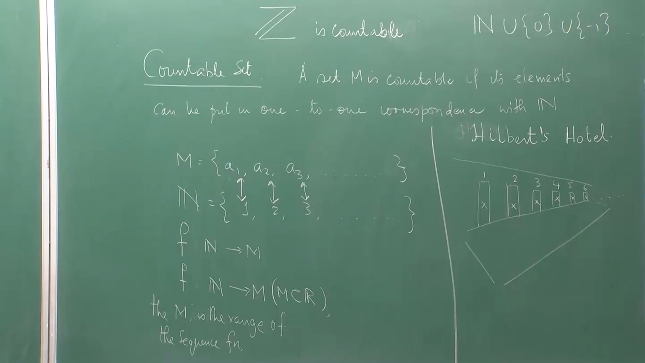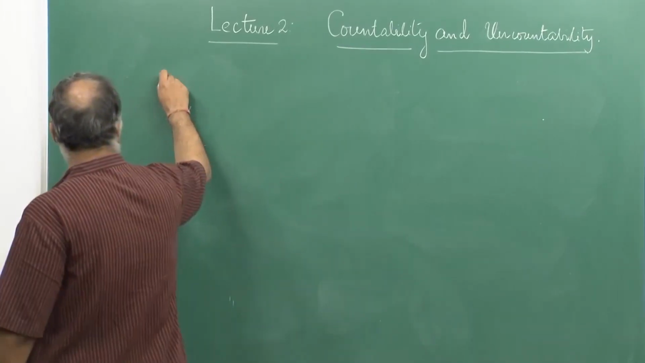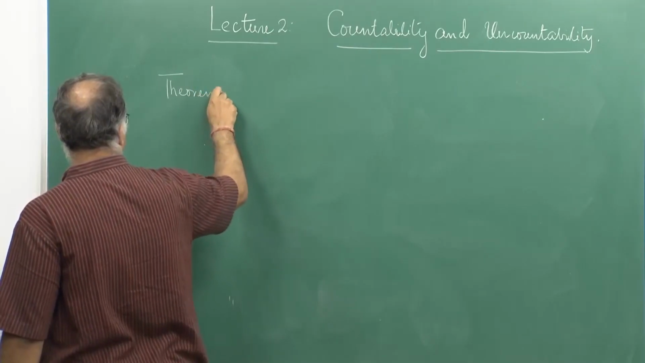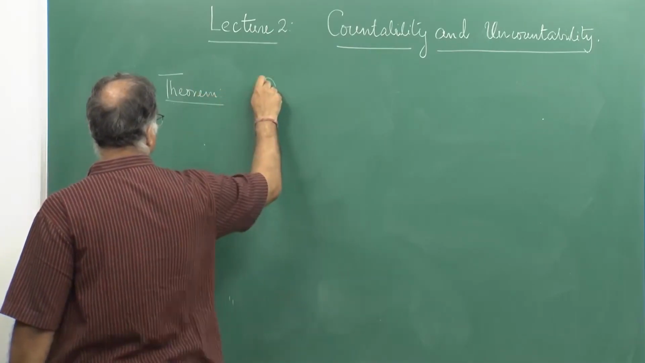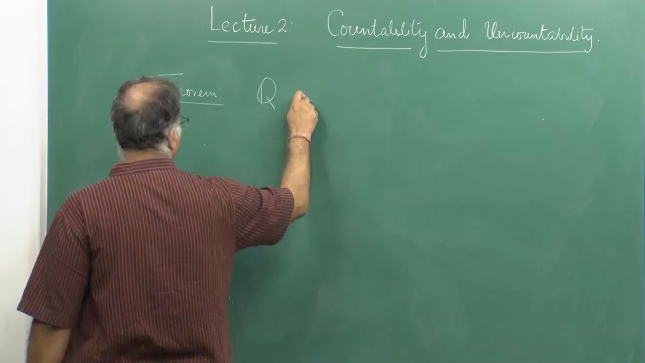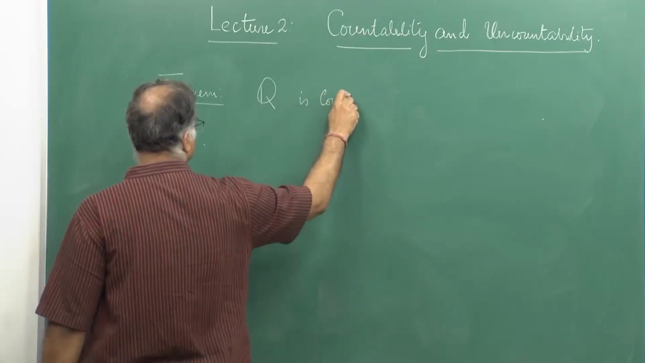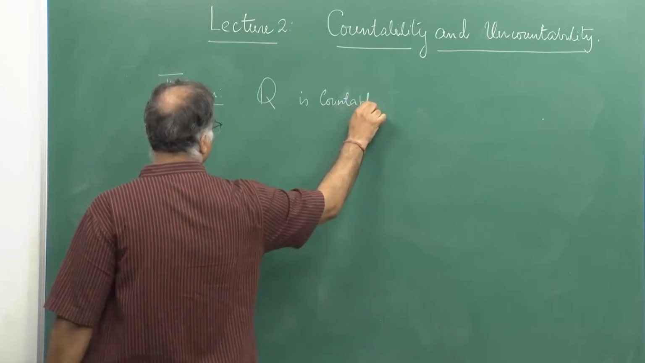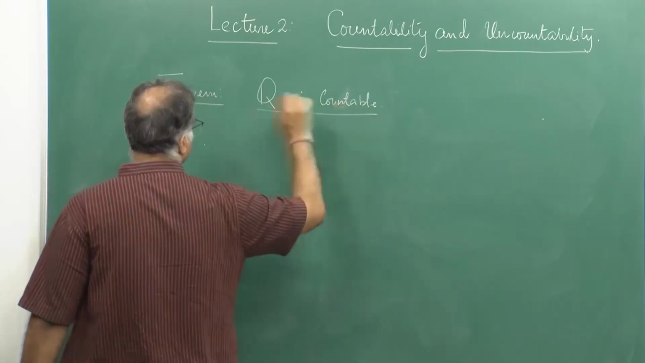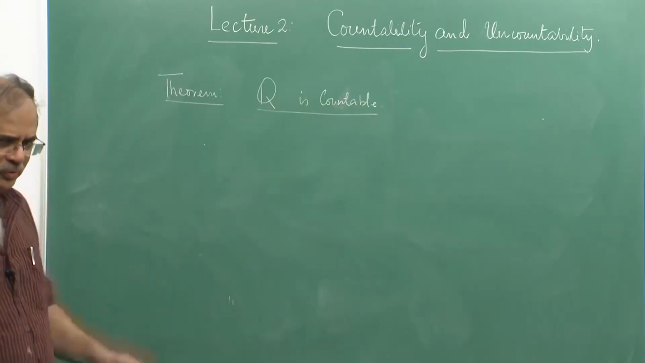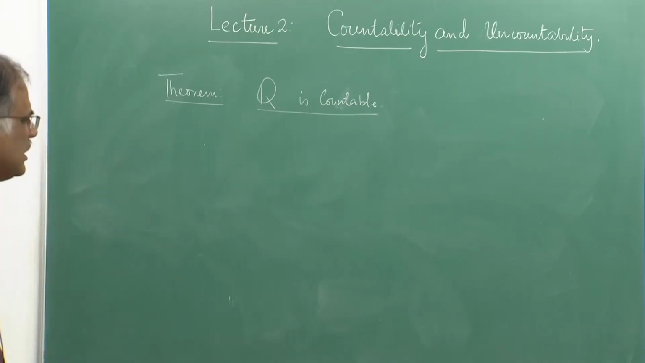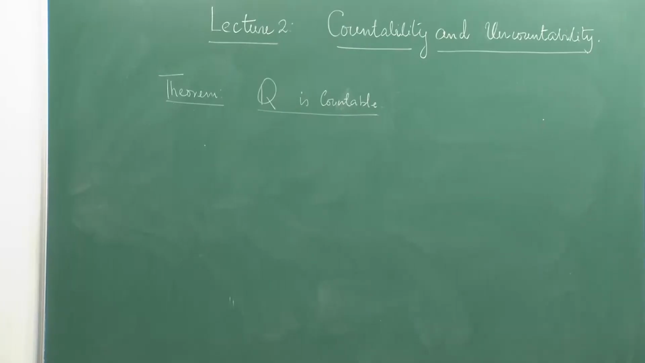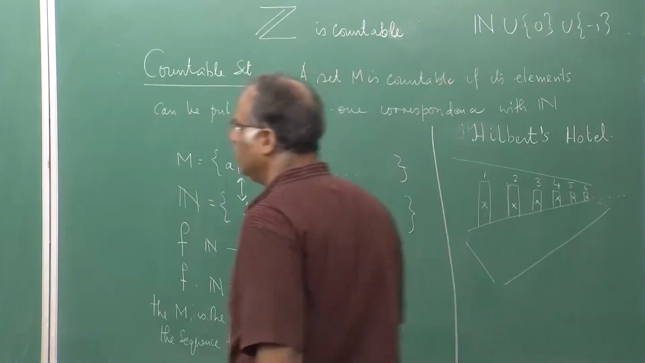So here is one of the major theorems of mathematics, of the whole of mathematics actually. Q is countable. So how do you prove it? The proof is done by a simple diagram actually. And this whole idea of proving was due to a man called George Cantor.